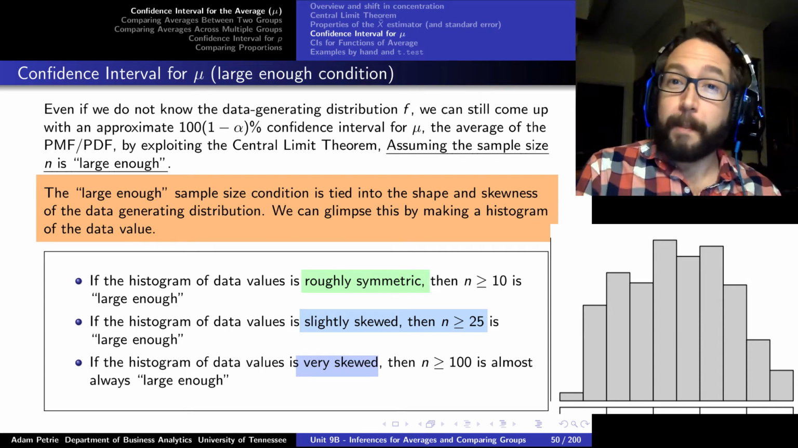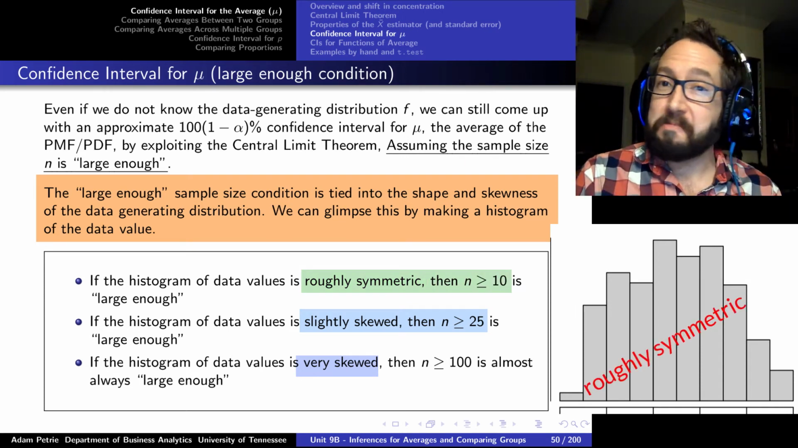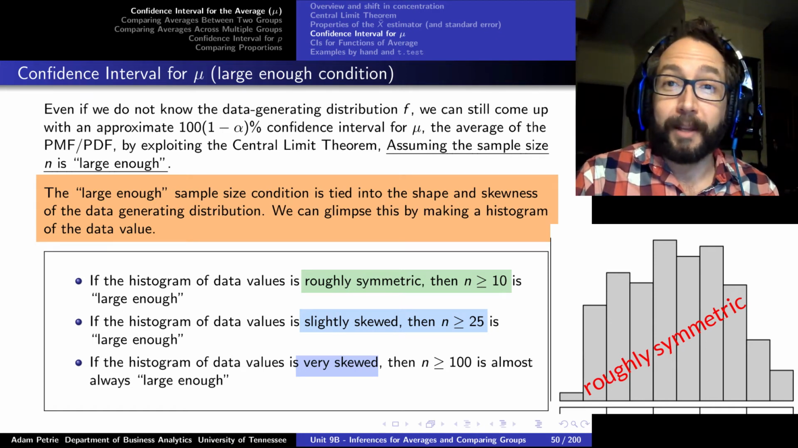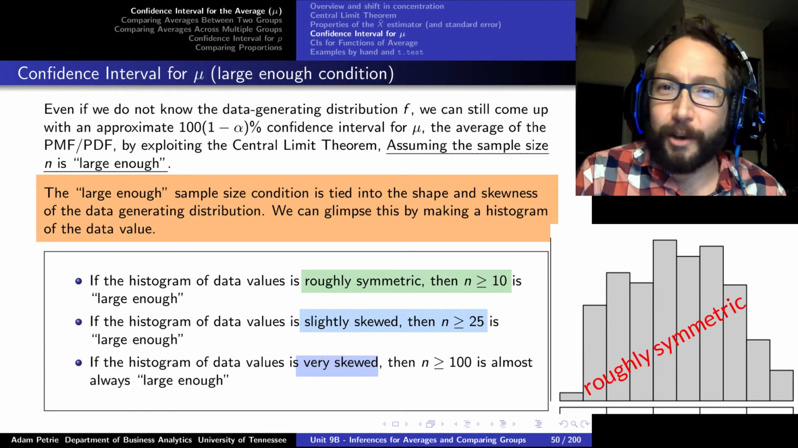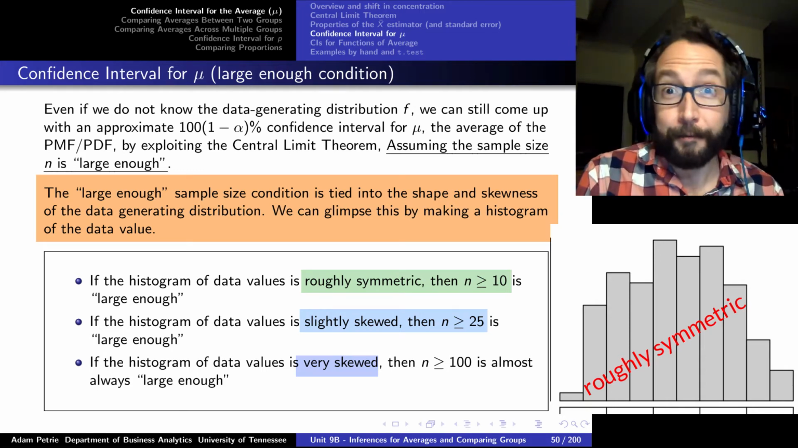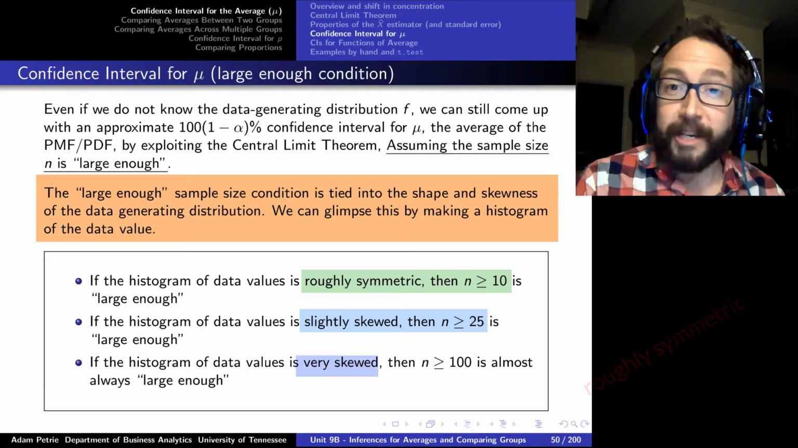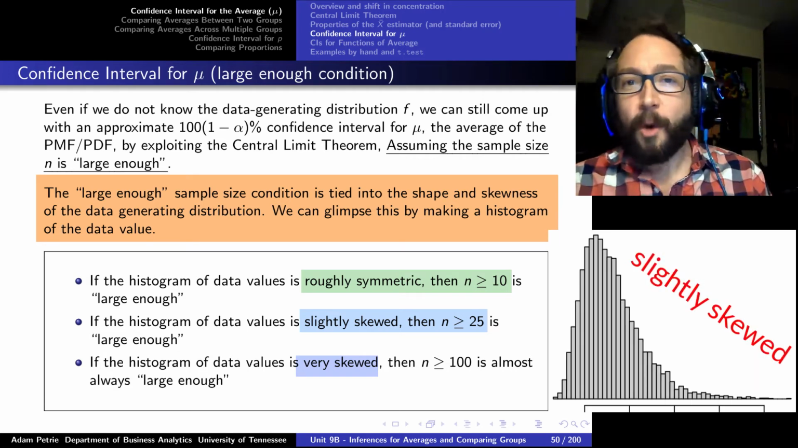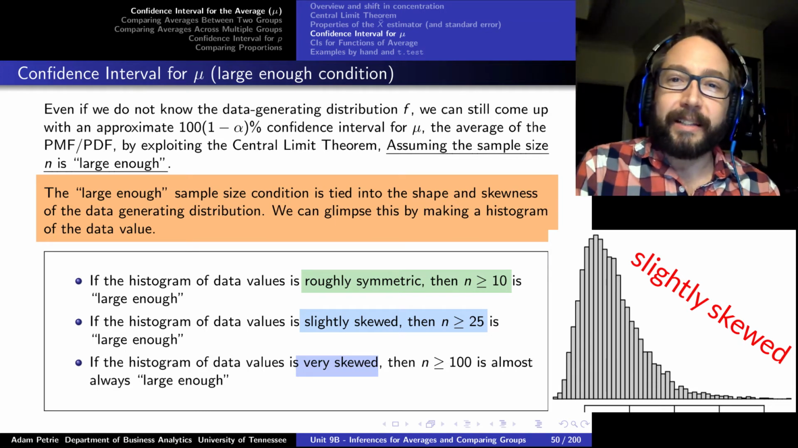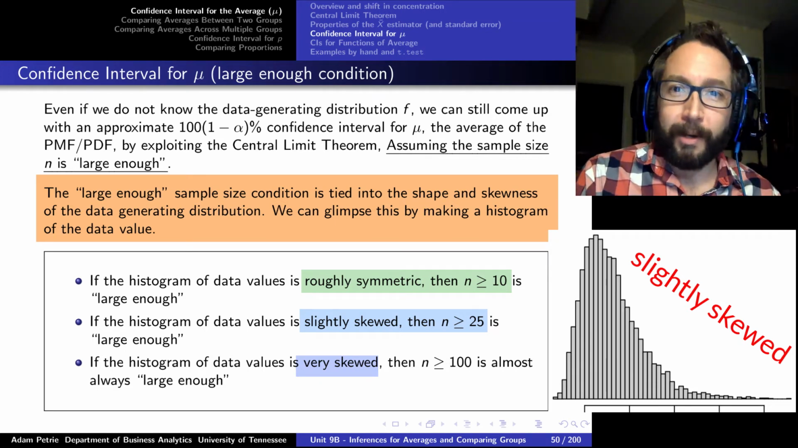So, if the shape of your histogram is roughly symmetric, good news, you don't need too many data values for the central limit theorem to be in play. About 10 or so, a dozen or so, and you're good to go. You'd be okay with making a confidence interval for mu in that case. If you look at your histogram and you see a little bit of skewness, well, you need a little bit more data for the central limit theorem to be in play. You would need at least about 2 dozen or so data points.